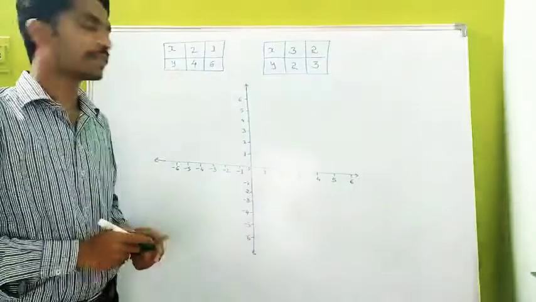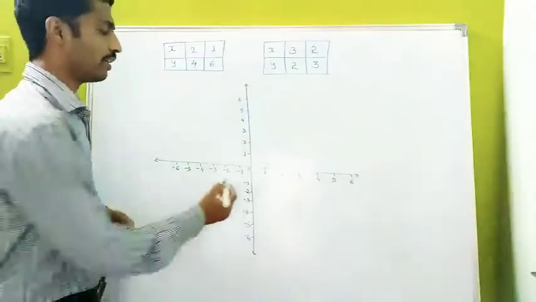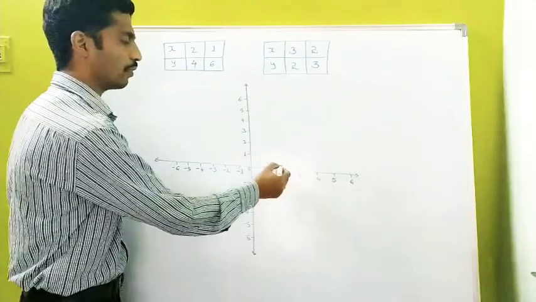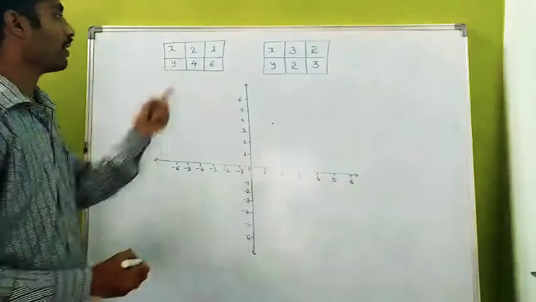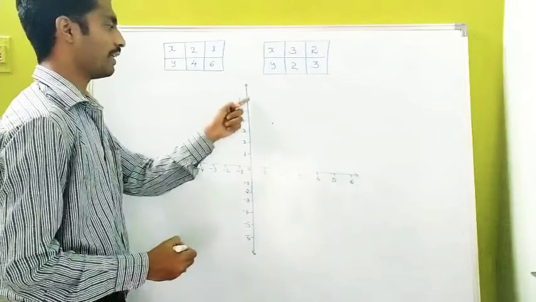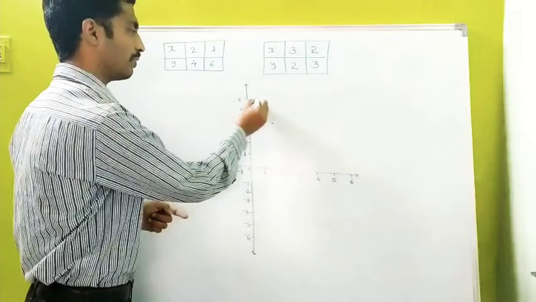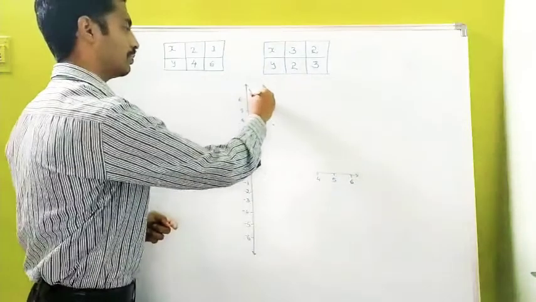Now plotting the graphs. For the first equation, x equal to 2, y equal to 4. So here x is 2, y is 4, and here we will get the point. Next x is 1, y is 6. Here you get the point. Draw a line.